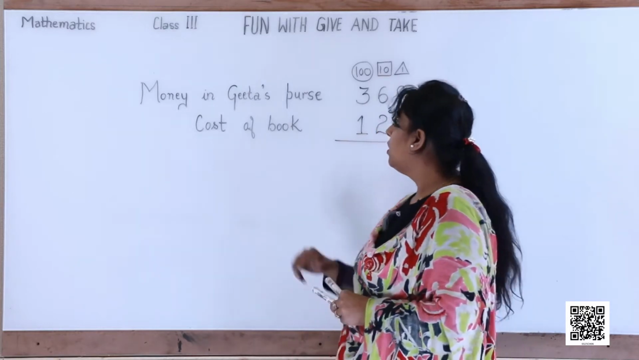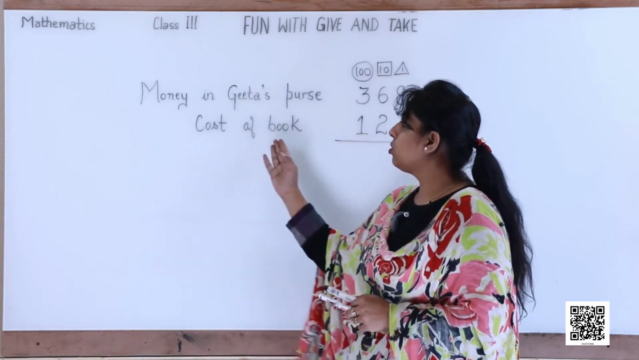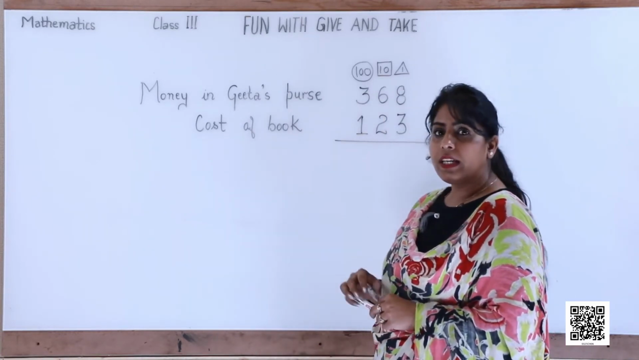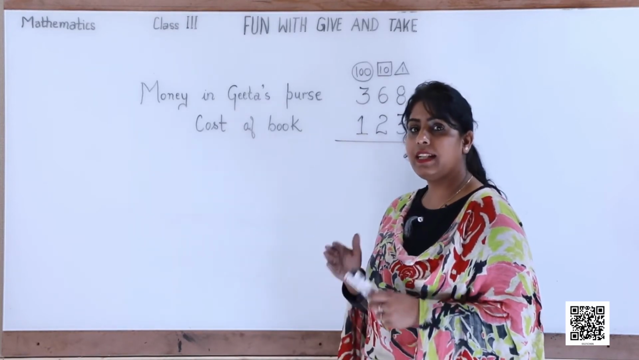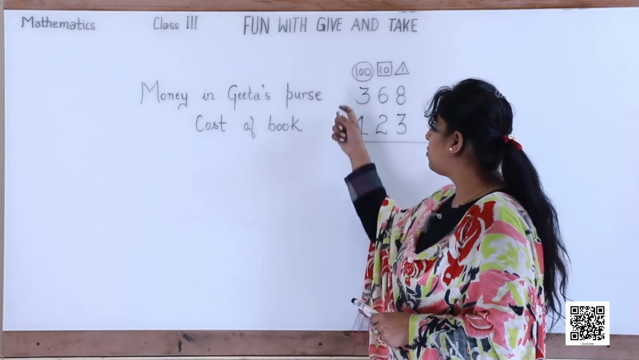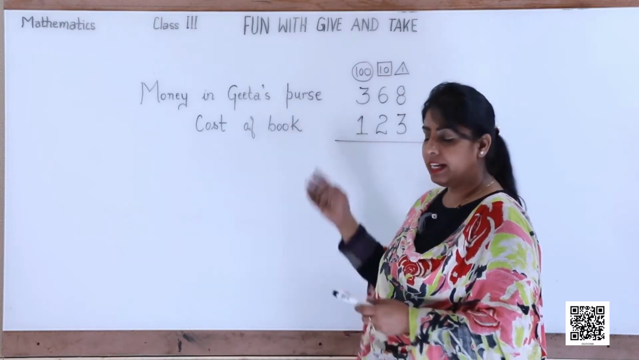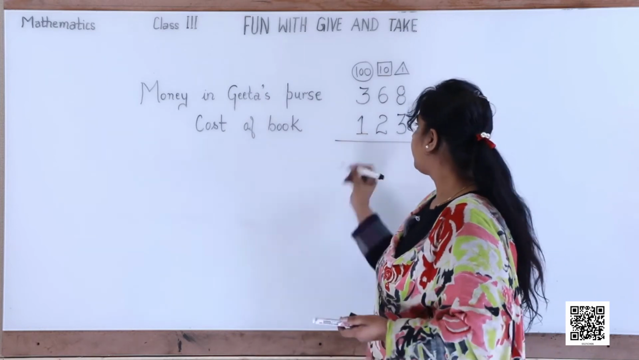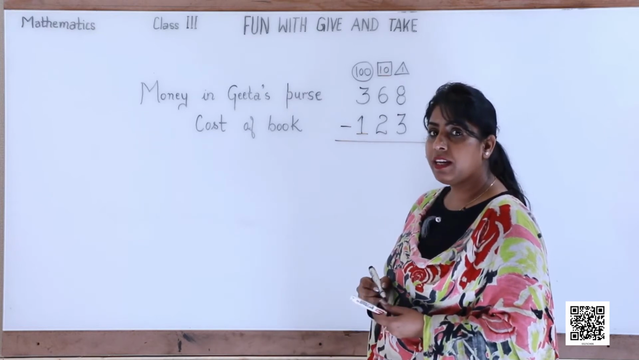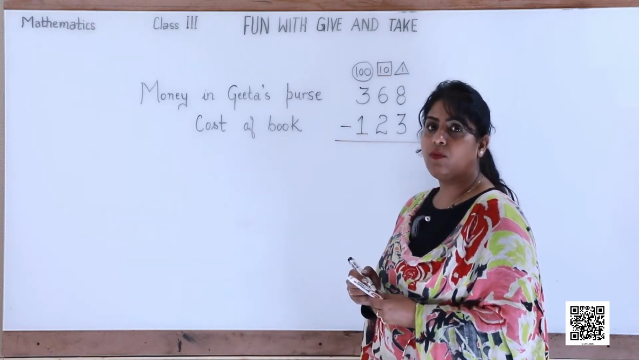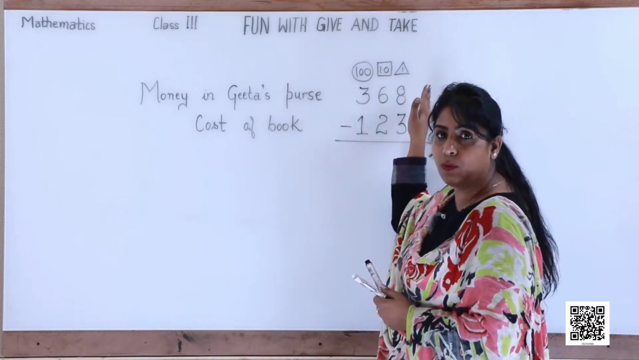So you already know that money in Geeta's purse was rupees 368 and cost of the book was 123. So what are we going to do? To have an idea of how much money is left in Geeta's purse, we will subtract how much she has already spent out of the total money she had. So let us subtract. We'll put the sign of minus here, and from where will we begin? Yes, from the ones, because ones are lesser than tens and hundreds. So let's begin with ones.